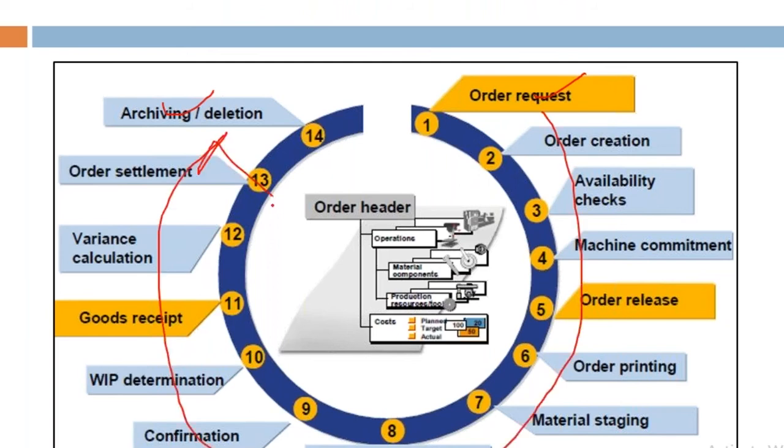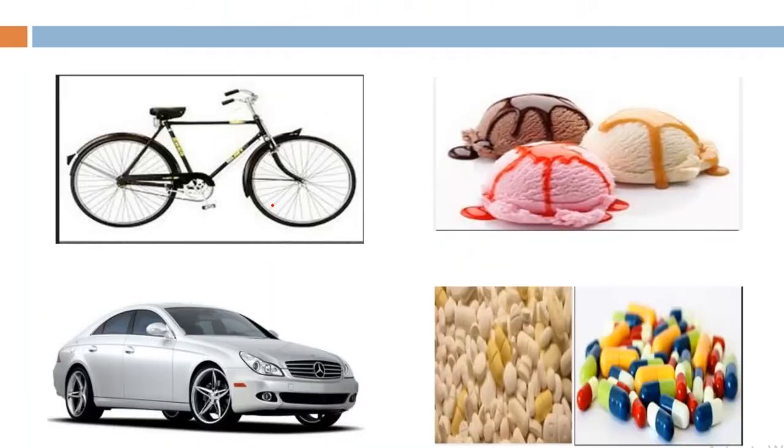Okay, so that is production execution. We will discuss from creation to the closure, the entire life cycle of the production order. We will discuss this in the system. Okay, so this is discrete manufacturing.